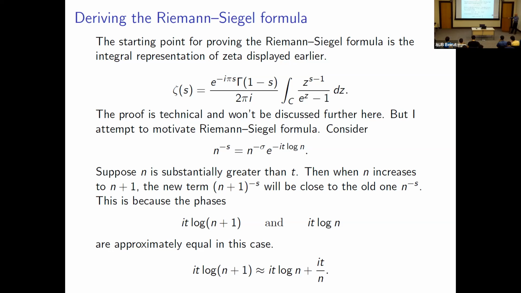So when n changes, say, to n plus 1, then the term n to the minus s will be close to the term n plus 1 to the minus s. And this is because the part with n to the minus sigma will be changing very, very slowly. So almost no change or very little change. The part that can be problematic is the phase function. But when n is large, greater than t, then the phase function at n plus 1 is about the same as the phase function at n because of this expansion. The difference between them is about t over n.